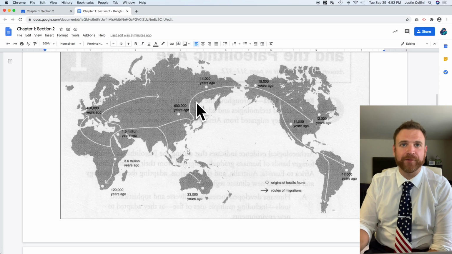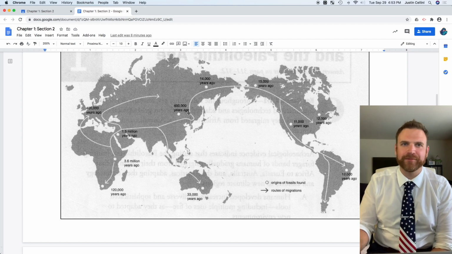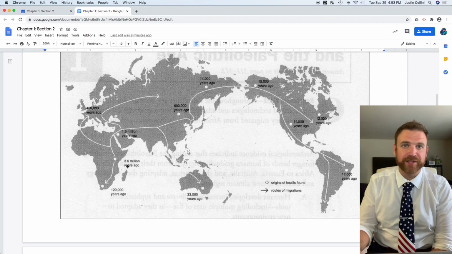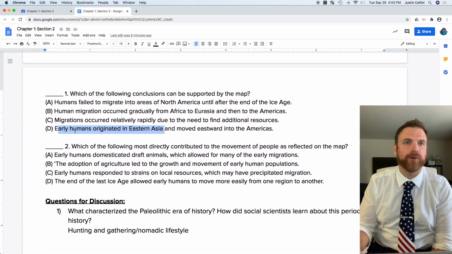East Asia is right here. That's 600,000 years ago. But 3.6 million years ago is over here in Africa. Right, so that shows us that the Africa dot, or the Africa, as the map key says, origins of fossils found, this is older. If you look at my mouse cursor, this is older than this. So that answer choice, D, cannot be true.